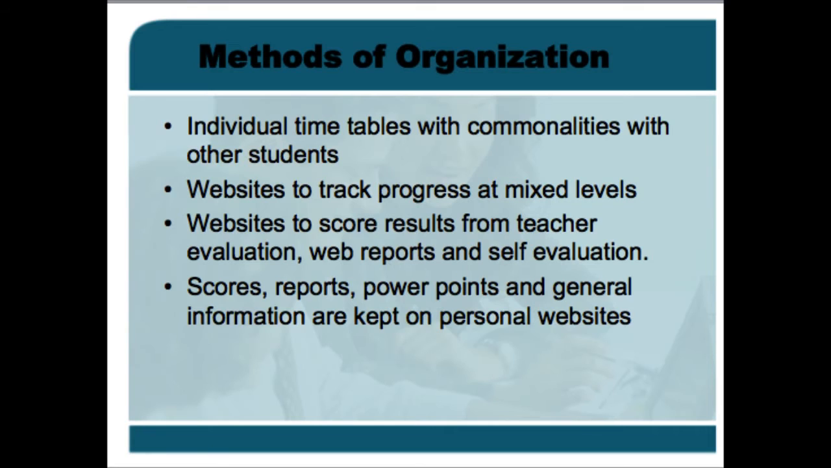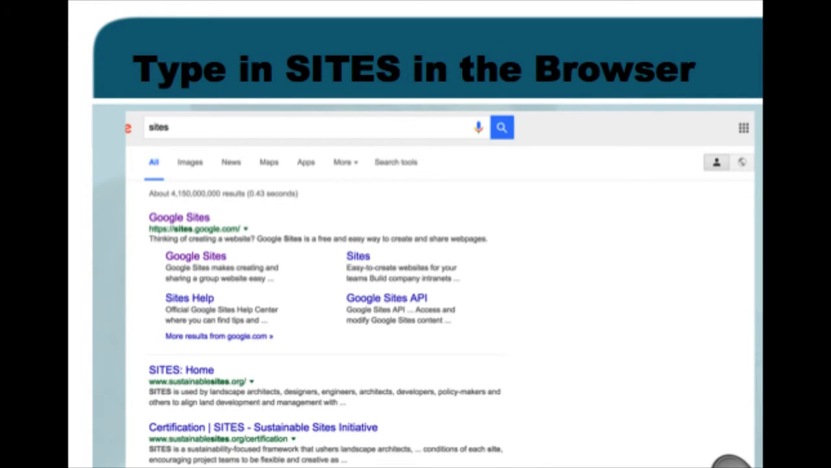Methods of organization. Individual timetables and commonalities with other students are projected on their websites. Websites are used to track progress and mix levels. Websites record scores and results from teacher evaluations, web reports, and self evaluations. Scores, reports, PowerPoints, and general information are kept on each child's personal website. Each student has their own site.